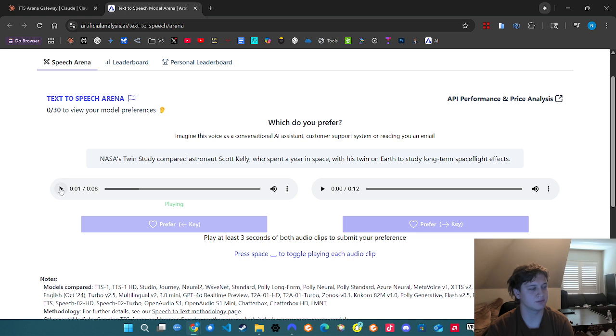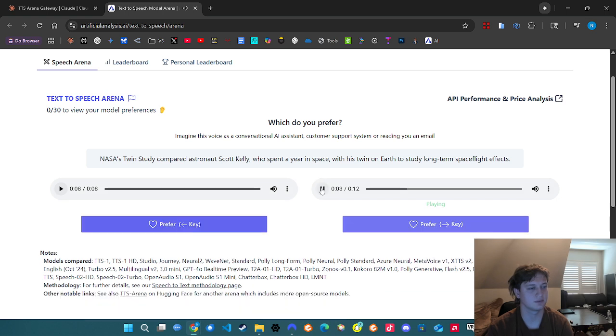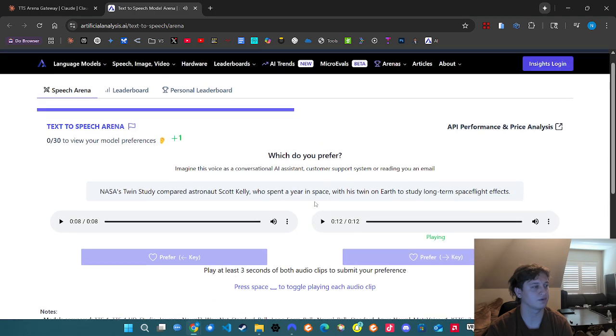So this is the first model. Astronaut Scott Kelly, who spent a year in space with his twin on Earth to study long-term spaceflight effects. NASA's twin study compared astronaut Scott Kelly, who spent a year in space, with his twin on Earth to study long-term spaceflight effects.